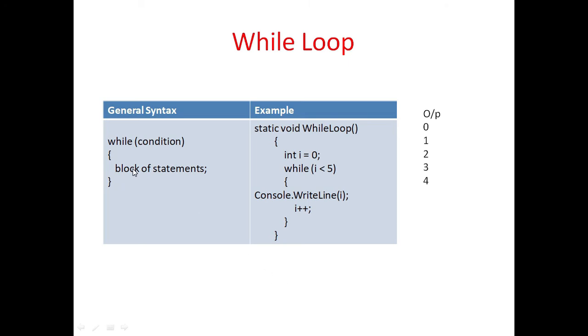General syntax is while the condition, and if the condition is true, the block of statements is executed. Here is an example where I declared i as an integer with initialization value of 0 and have written while i less than 5. As long as i is less than 5 it will print the value of i. Then it will increment the i and again go back to check the value of i. The output will be 0, 1, 2, 3 and 4.